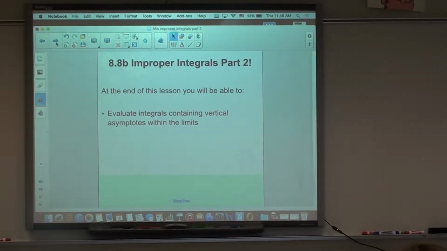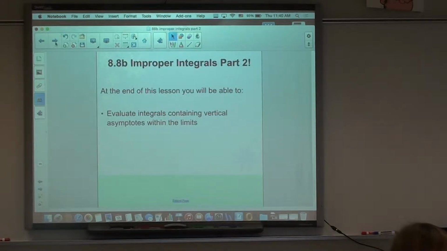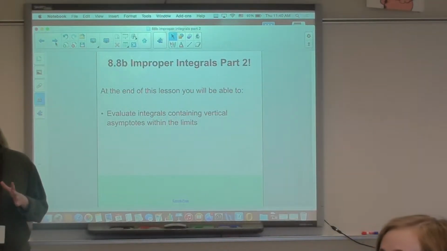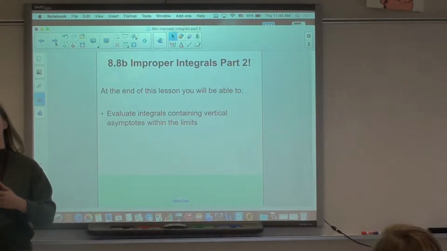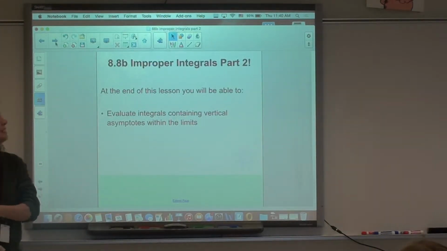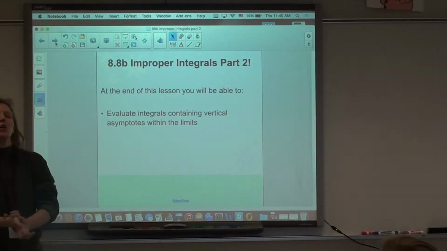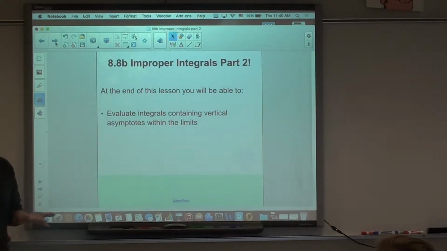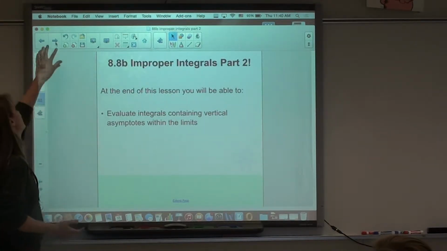So today we're doing the second day of improper integrals. This is the last section of the unit. Yesterday we did integrals where one or both of the limits, the bounds of the integral, approached infinity. Today we're doing integrals where the integrand, or the function you're integrating, has a vertical asymptote somewhere in the interval.